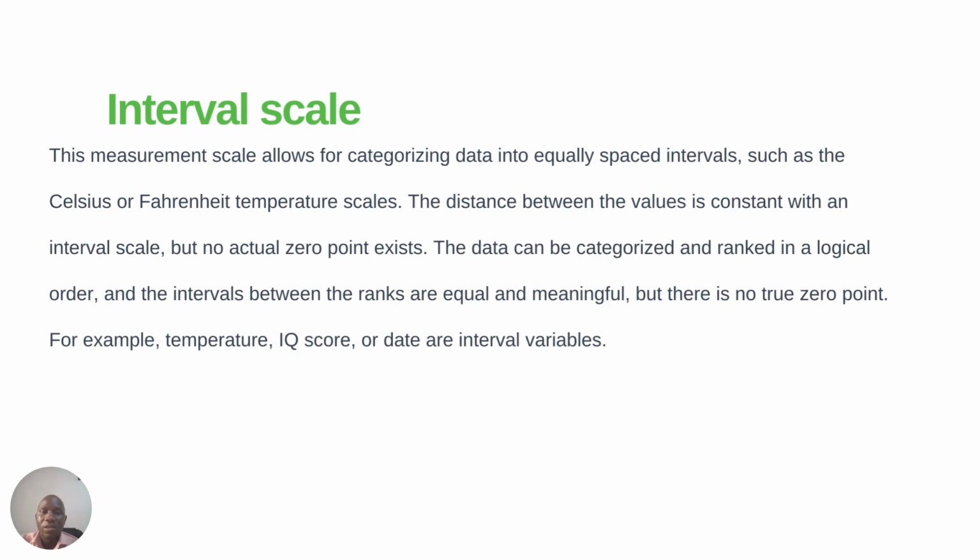The unique thing with this type of scale is that they do not have an absolute, or an actual, 0 point. So if you say that the temperature is 0, you're not saying that there is an absence of temperature. Okay, a temperature of 0 does not mean that there's no temperature. So there's no absolute 0.